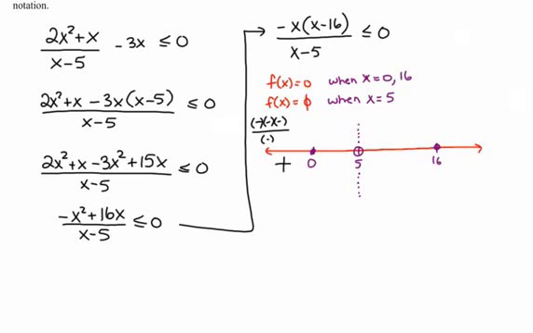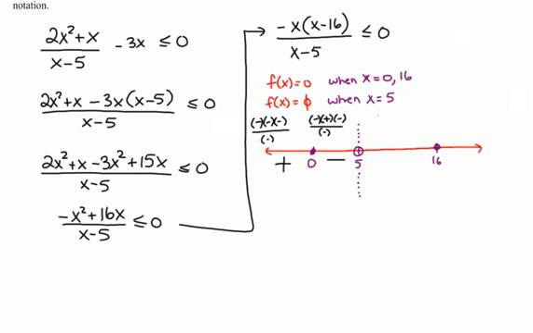Okay, so now pick a number between 0 and 5, so I'll choose 1. So we have the negative out front, and then plugging into x, 1, positive 1 is positive, 1 minus 16 is negative, and then 1 minus 5 is negative. So we have 3 negatives and a positive, gives us a negative.